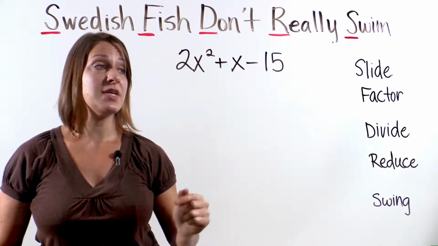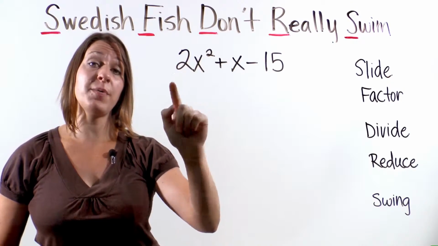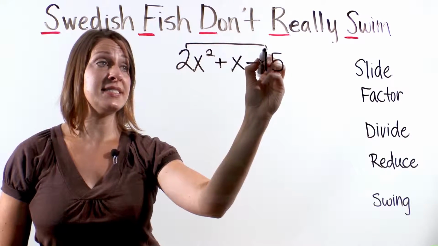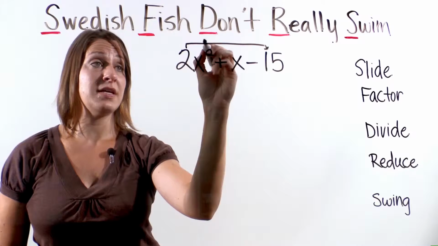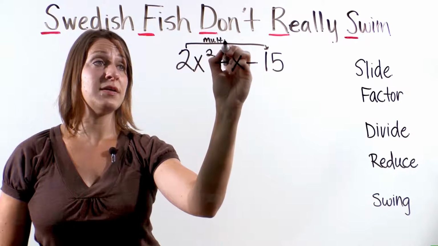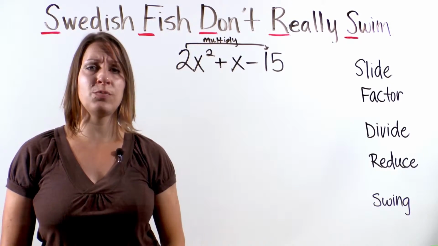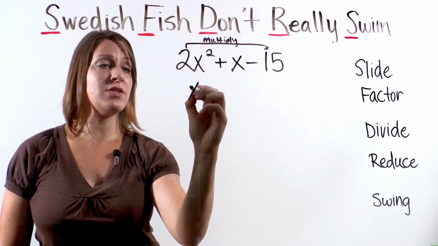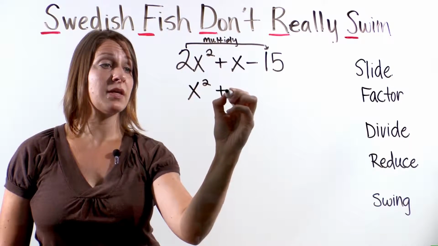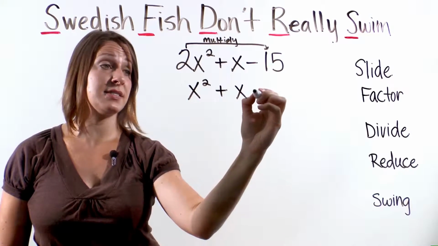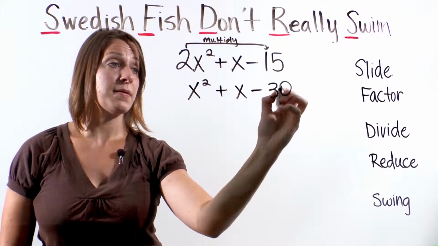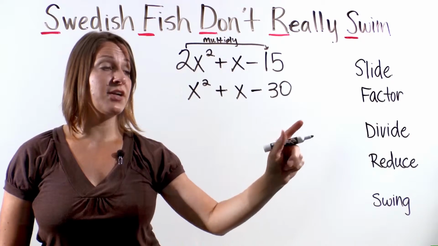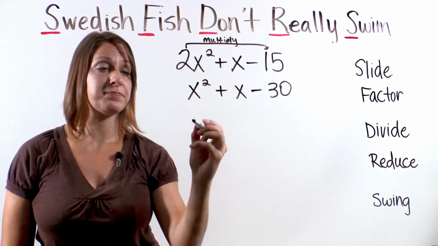Our first step is to slide. We're going to pick up our 2, and we are going to slide it down here to the negative 15. That slide method really means to multiply. Okay, our trinomial now looks like x squared plus x minus 30. Next, the letter F stands for factor.